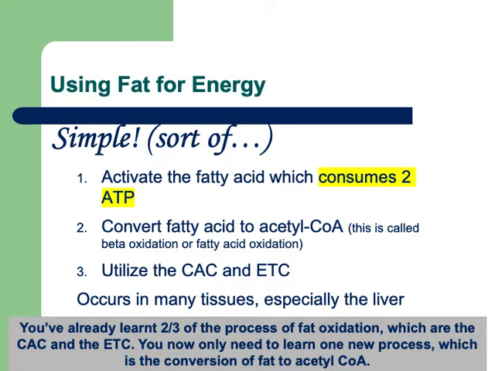Once the fatty acid is activated in step 1, we can now convert it into a substrate that we know well, acetyl-CoA. So the second step is called beta oxidation or fatty acid oxidation. And this can undergo multiple rounds of fatty acid oxidation until we get to our 2-carbon acetyl-CoA. The process of fatty acid oxidation or beta oxidation is a sequence of steps that removes 2 carbons each round, which we'll talk about on the next slide.